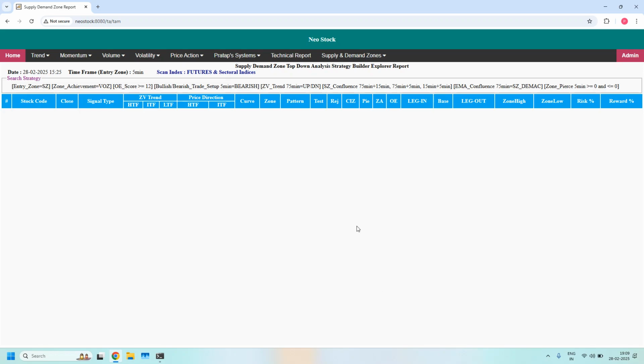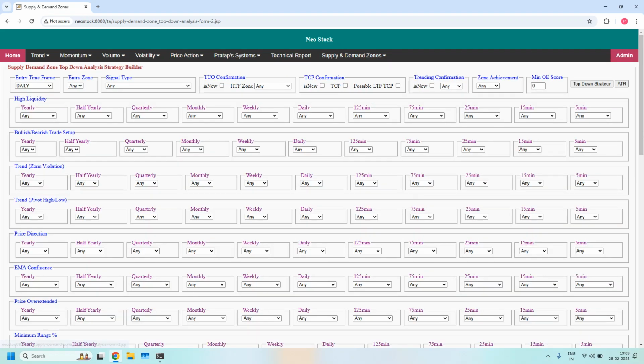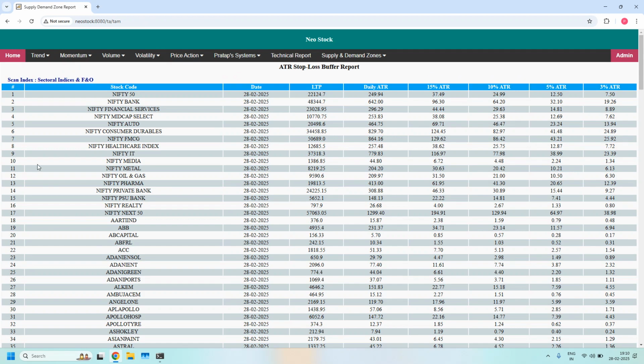And in the final report, let us generate stop buffers based on daily ATR. First 17 in this list are indices, remaining all are equity stocks. So you can refer to all these daily ATR and the stop buffer values. I am scrolling the list down. Whichever stock you want to refer to, pause the video. After that, you can proceed further. Okay, I am scrolling the list down.